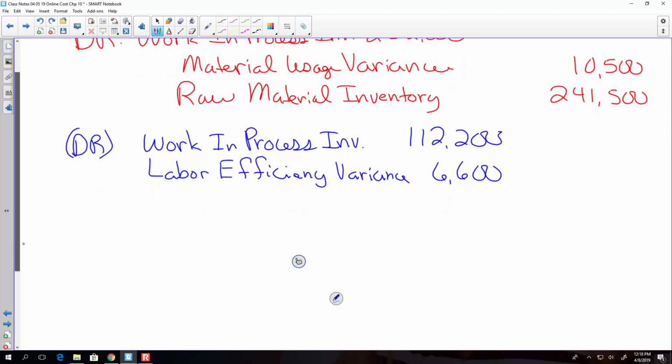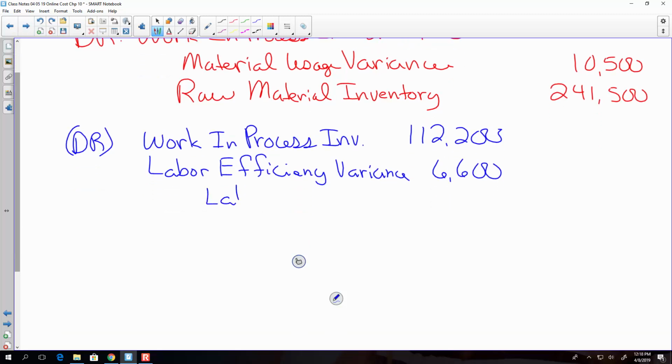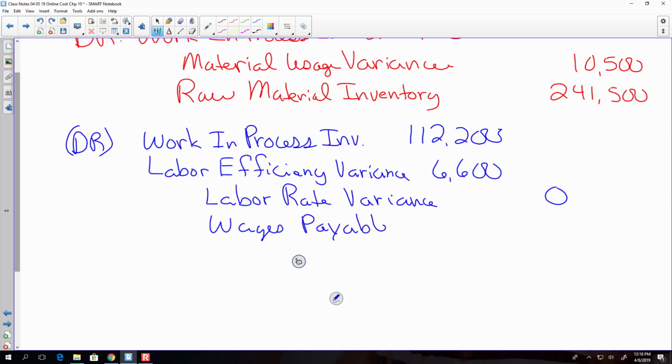I suppose I could put the labor rate in here just so we have an idea of what that would look like. I'm assuming it was favorable, and I know it's 0, but I'm just going to make the entry anyway. And then wages payable would be the leftmost entry. And what did I actually pay? I paid $118,800 in wages during that same time frame. So that's my labor entry, and you'll see those entries throughout the exercises and problems for Chapter 10.